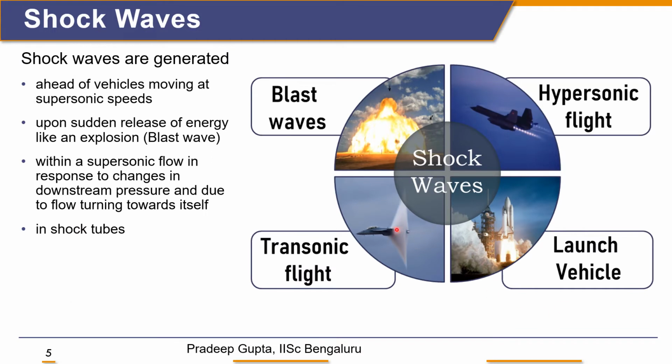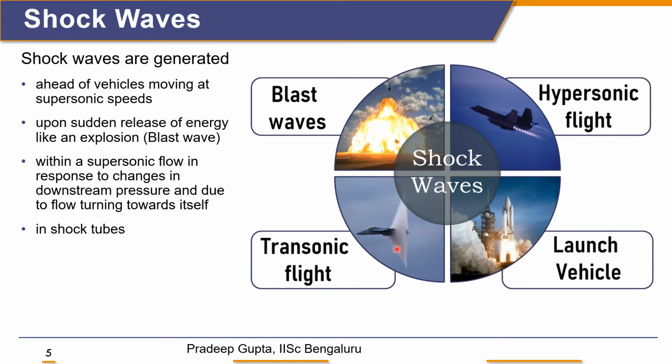So these are how shock waves are generated, or the different scenarios where we can see shock waves. The first one is the blast wave. I'm not sure whether you can see it here, but a very thin line is called a shock wave, which is indicated by these black arrows.